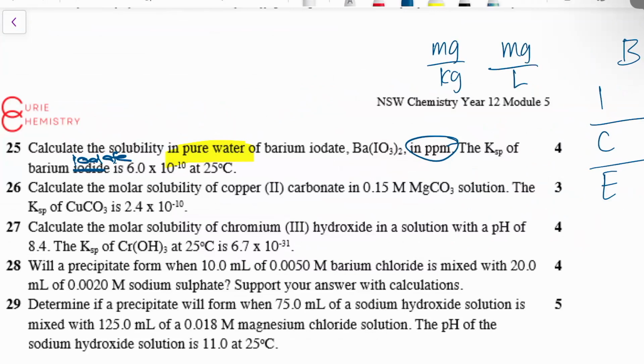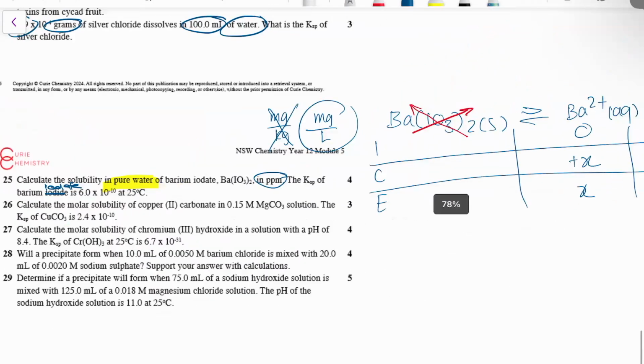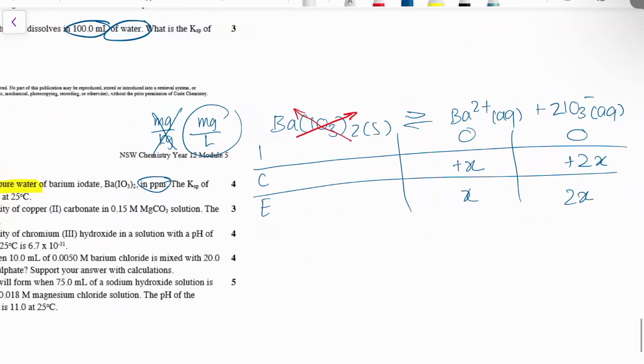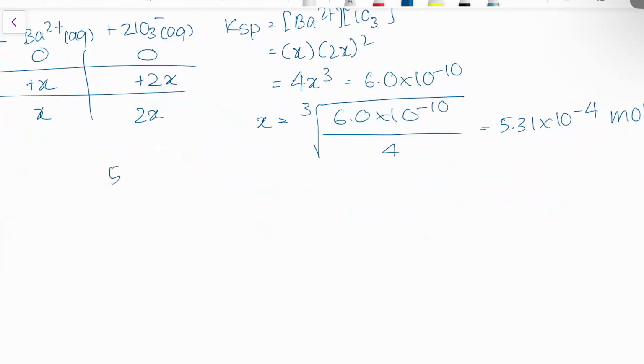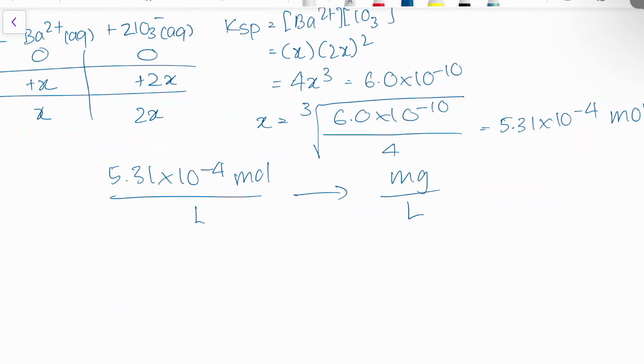I don't have a solid mixture, so I'm not doing it per kilogram of my mixture. I'm doing it per liter of my solution. So I currently have moles per liter. I'm going to try to get to milligrams per liter. So this is 5.31 times 10 to the minus 4 mole per liter to milligram per liter. We said that we want to convert the numerator separately and then convert the denominator separately. The denominator is already the correct unit, so I don't have to do anything to my number down the bottom.